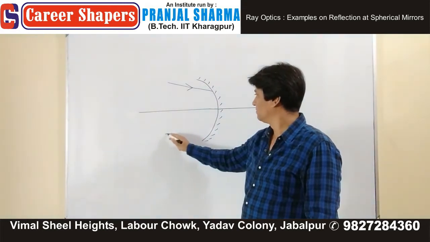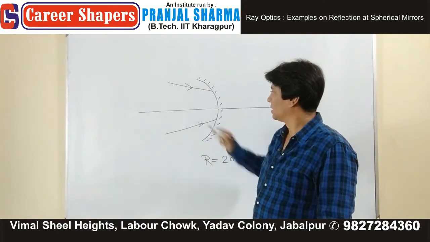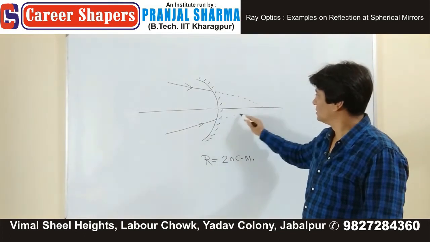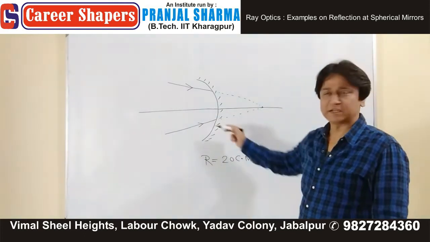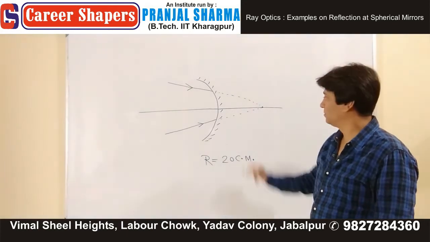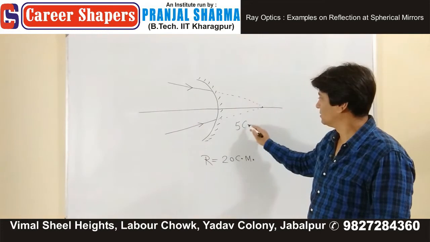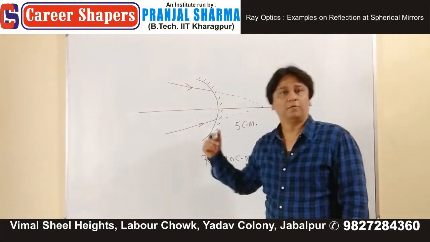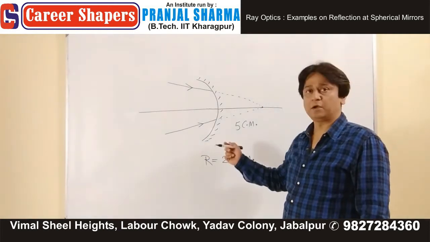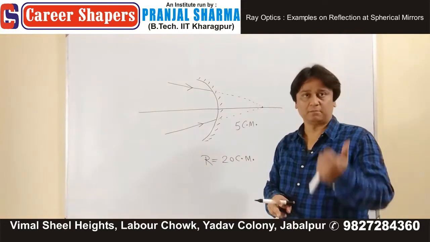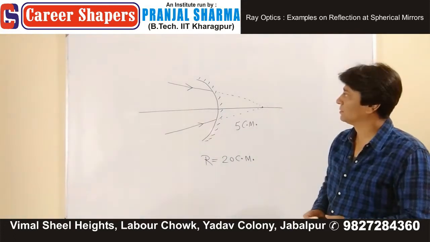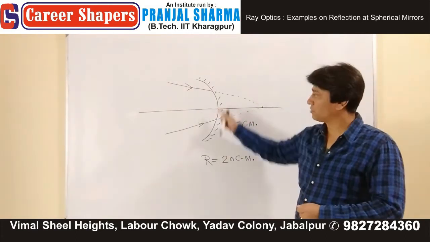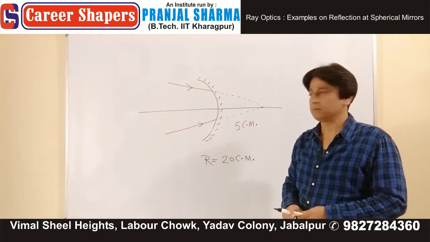Incident rays arrive in this form, such that the intersection of these incident rays takes place behind the mirror at a distance of 5 centimeter. Find out at what point these rays are going to meet after reflection. After reflection, where on the principal axis these rays are going to meet, that's what you need to find.